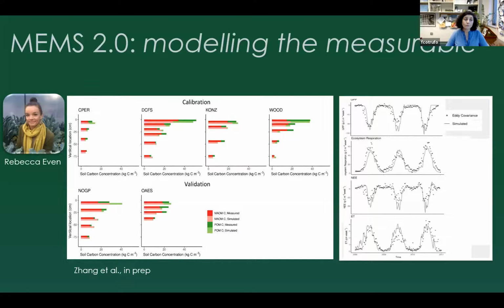We want to move into forest and arable land and represent different management practices. We also have a project to do MEMS tropics, and so it's one part of the research program that is really exciting.